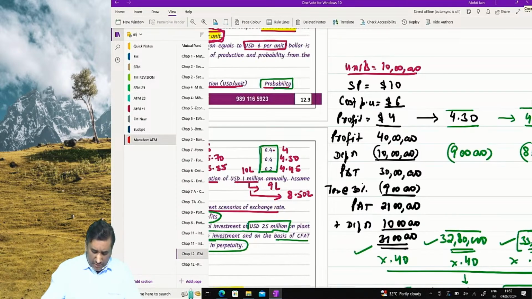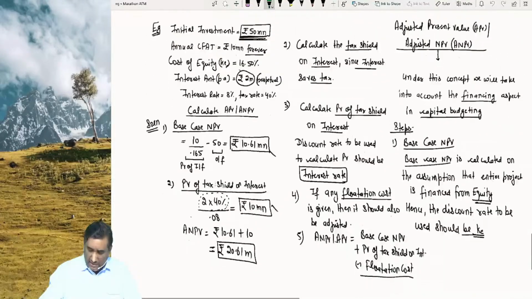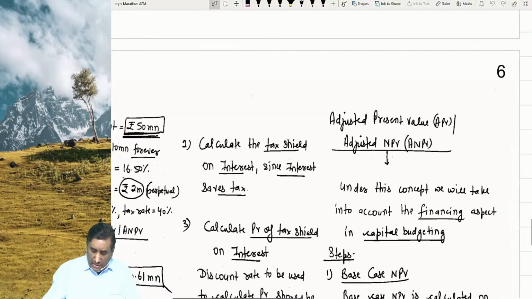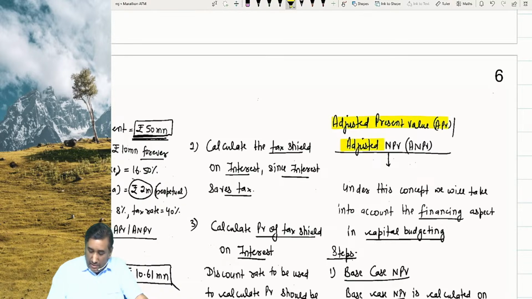Coming back, just to explain to you, if someone knows, it's okay. If you have done the regular classes, you would know it. Otherwise, you could have done it somewhere else. Anyhow, if you have not done it, then I'll do it with you. It's not a tough concept. The concept is adjusted present value or adjusted NPV.